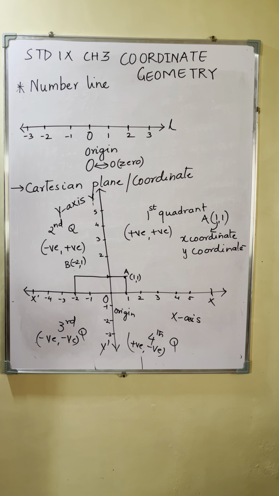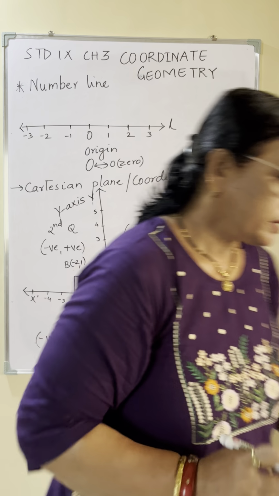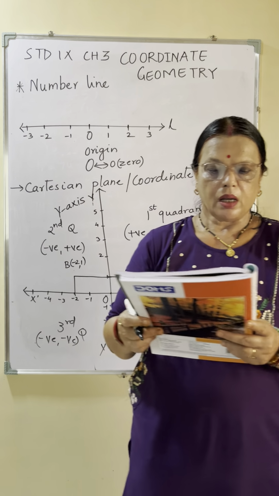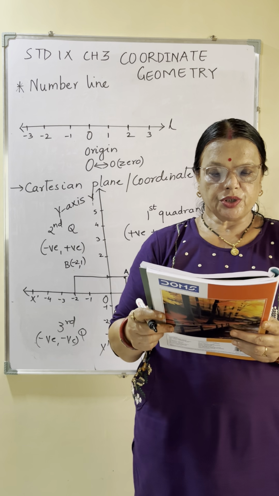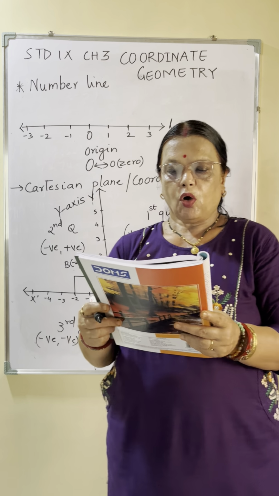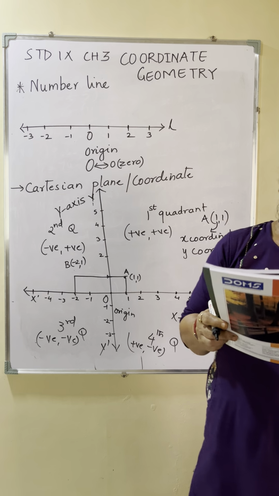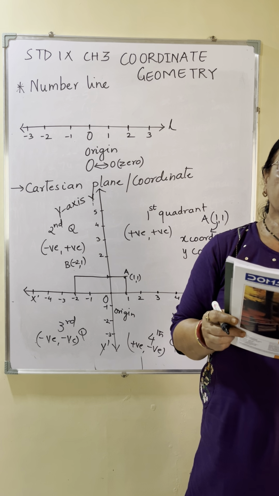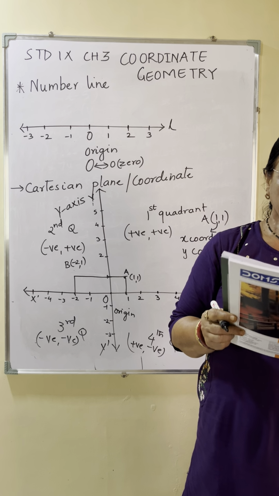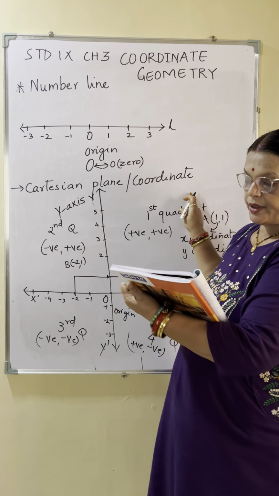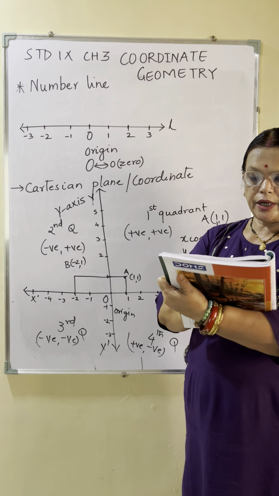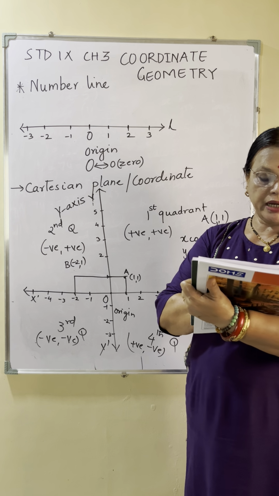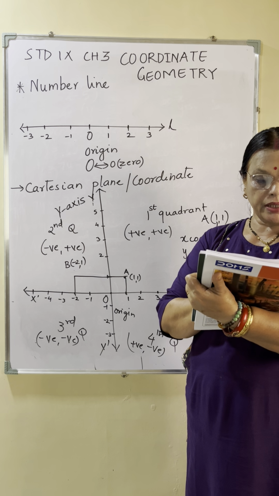Clear? Now we will go to the exercise 3.1, which is very easy. How will you describe the position of a table lamp on your study table to another person? First of all, I will explain that the study table is the first quadrant of the Cartesian plane. The edge nearer to me is the positive direction of the x-axis and the edge on my left is the positive direction of the y-axis.